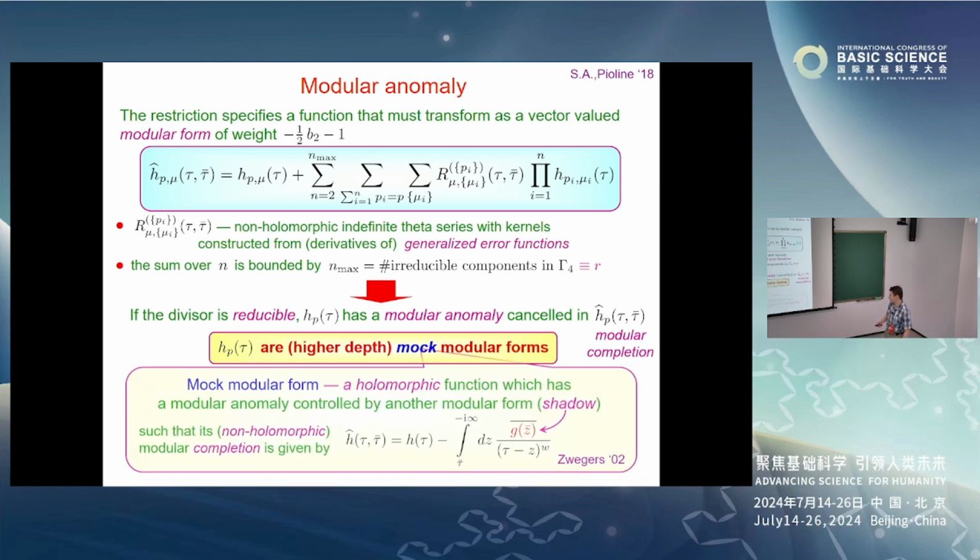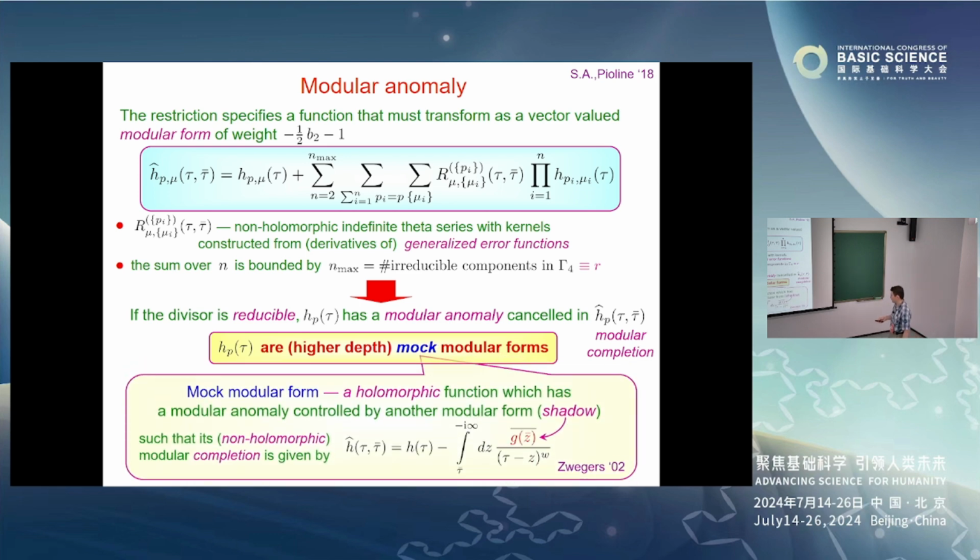And for those who don't know what mock modular form means, this is a brief reminder. So this is a holomorphic function which does have a modular anomaly, but of a very special type, such that it's controlled by another modular form, which is called shadow. And it's controlled in such a way that this particular combination, which is precisely the modular completion, transforms as a true modular form. And then G is this shadow.